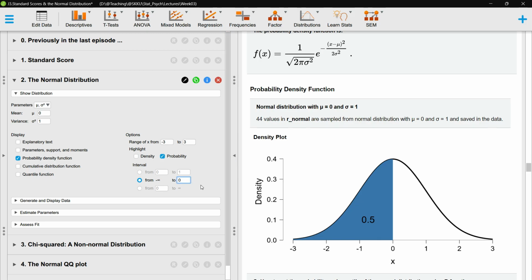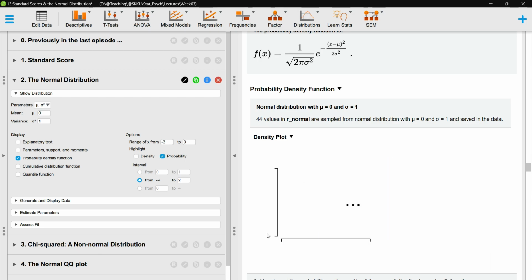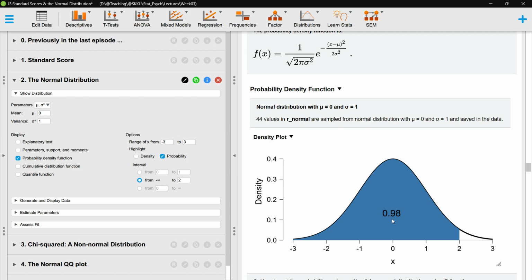Let's type 2 instead of 1, and it will give us approximately 98%. More precisely, 97.7. You remember that, okay?